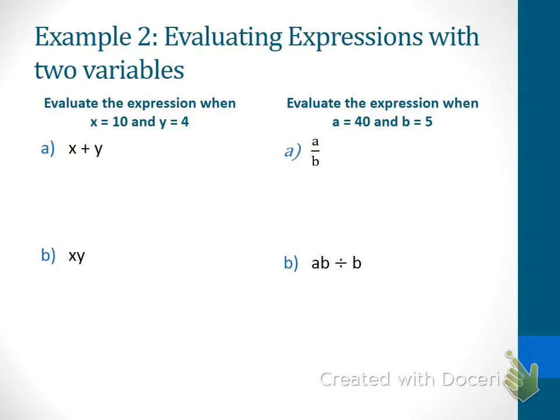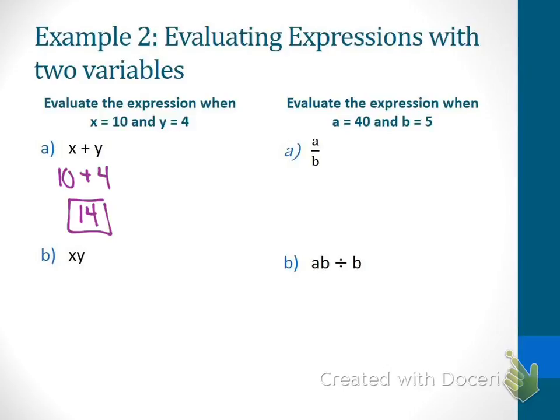Now, in example 2, it's a lot more of that, except now I have two variables. So I'm just substituting more than one value into my expression. Look at example 2a. It says evaluate x plus y when x equals 10 and y equals 4. So 10 plus 4 is 14. I want you to try to solve the other three. So x times y, or xy, with the given values, and then go over and try to solve your a and b values. Try to solve those expressions, and then we'll go over it.